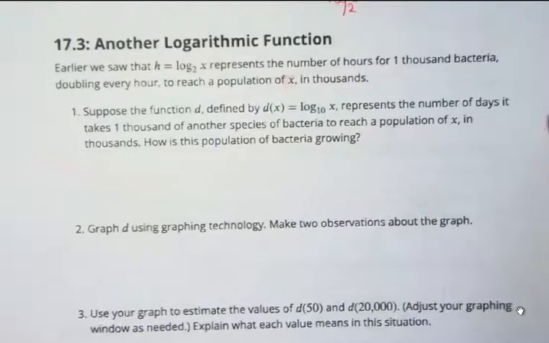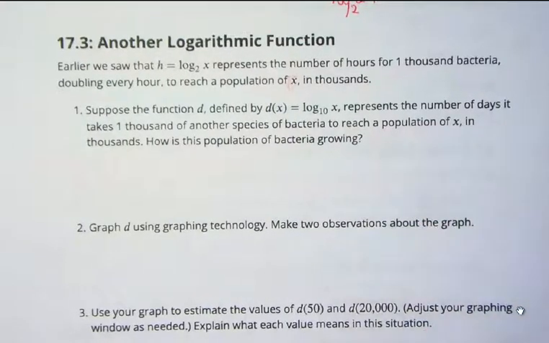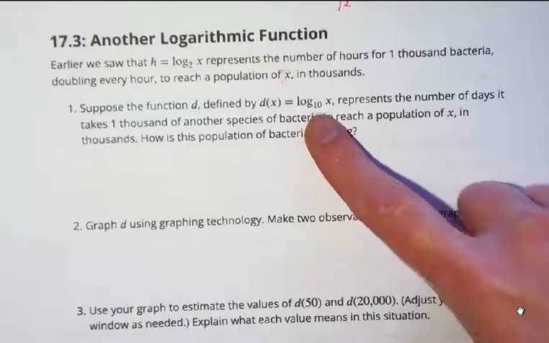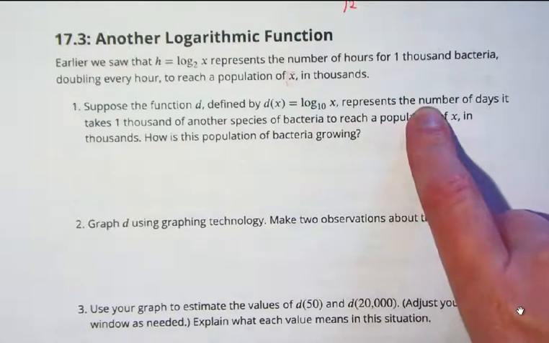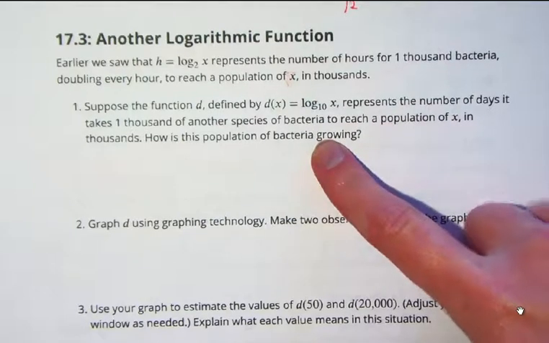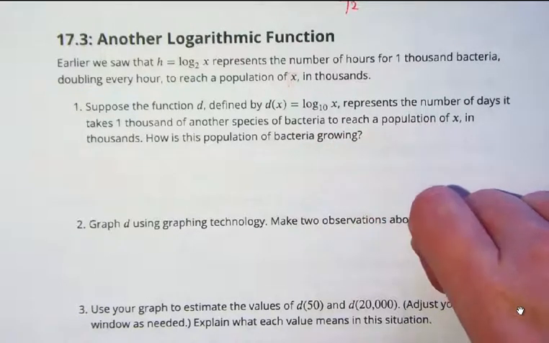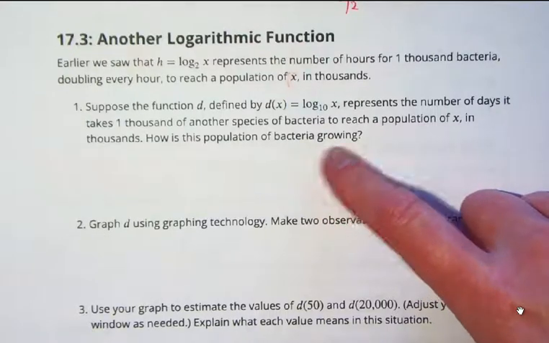7.3, move along with me. Earlier, we saw that h, log base 2 of x, represents the number of hours for 1,000 bacteria, doubling every hour, to reach a population of x in thousands. Suppose the function d, defined by log base 10 of x, represents the number of days it takes 1,000 of another species of bacteria to reach a population of x in thousands. How is this population of bacteria growing?